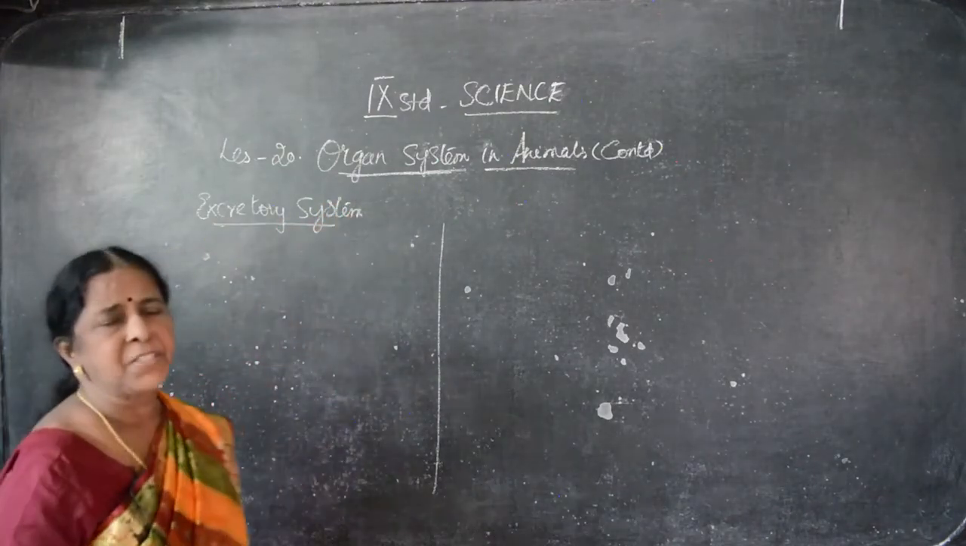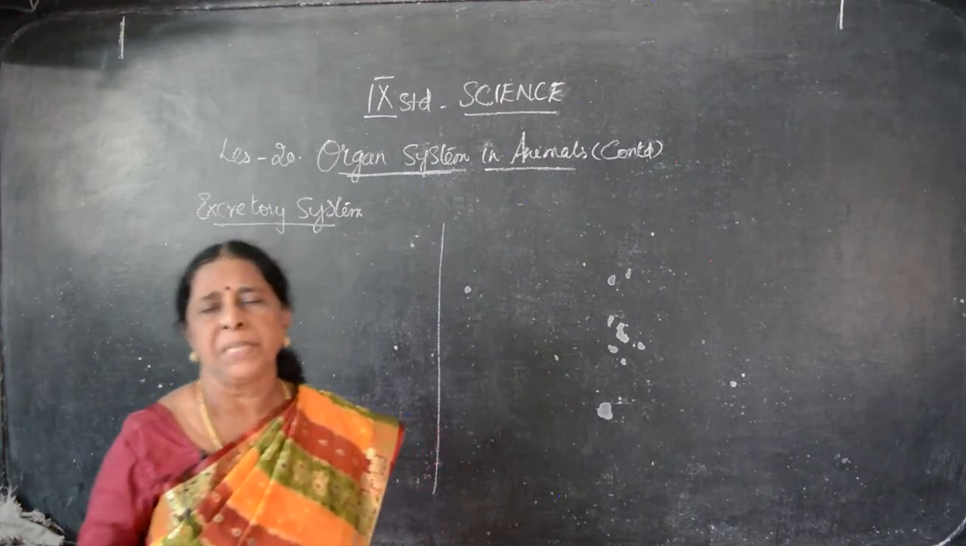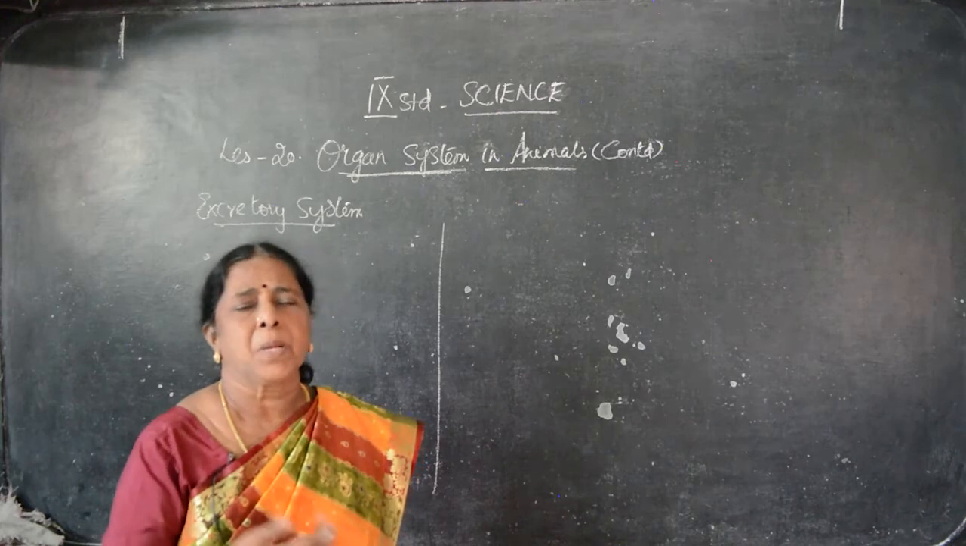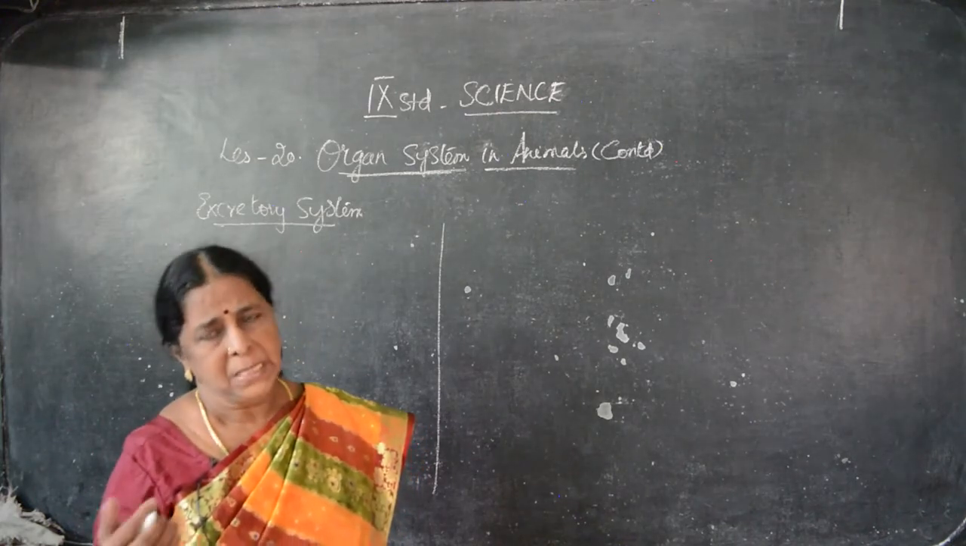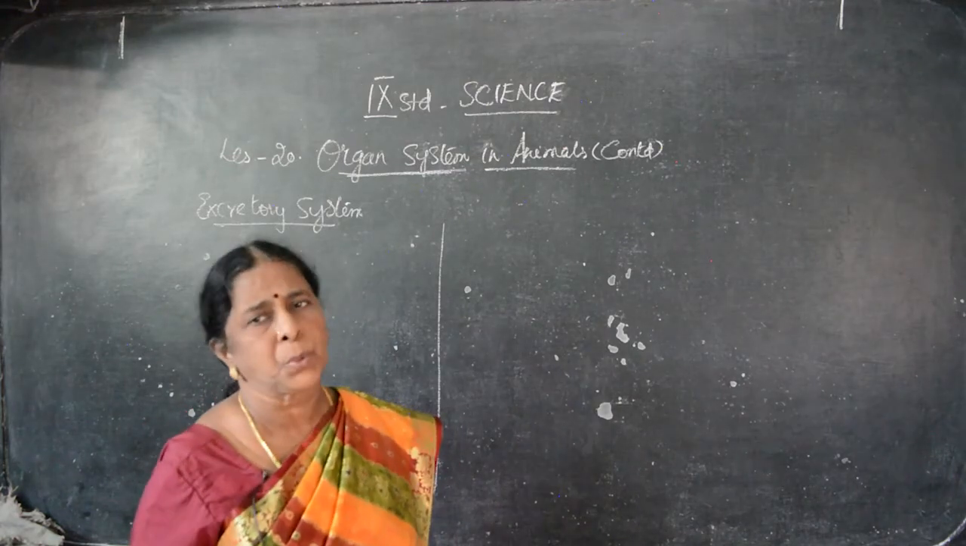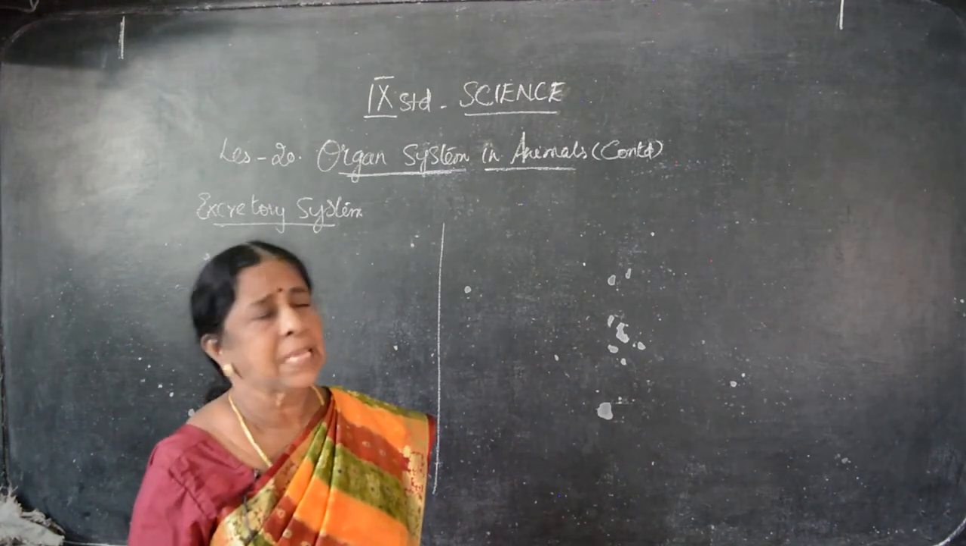What's the meaning of excretion? That is the sending out of waste material. We say digestion. Digestion is the process in which complex substances are converted into simpler substances. It gets energy and the waste material is let out through the anus, I said.